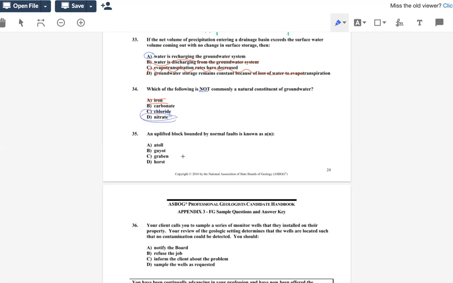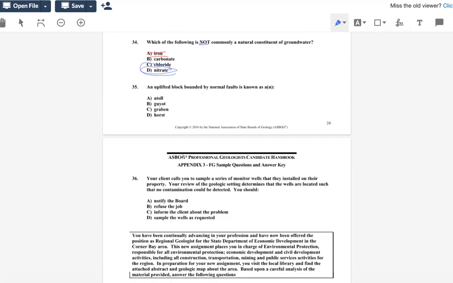Got carried away. An uplifted block bounded by normal faults is known as an atoll, geo, graben, horst. Okay, so first things first, I recognize some of these terms and I recognize that they do not go with what we're talking about. So a geo is a seamount, not a normal fault. An atoll is a ring-shaped coral reef that generally forms around lagoons. So A and B out of here. So we're left with horst and graben.